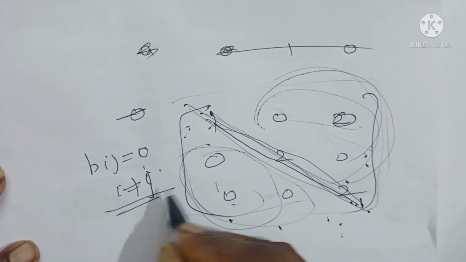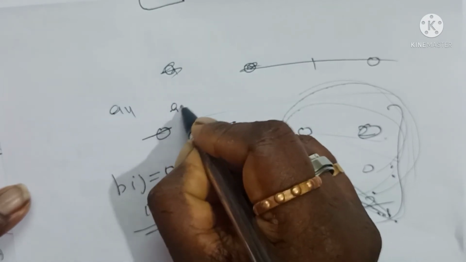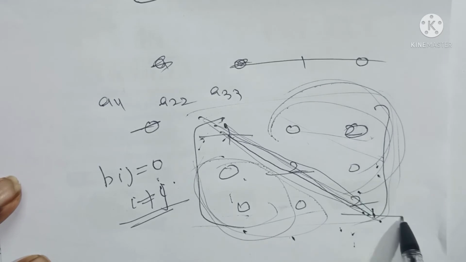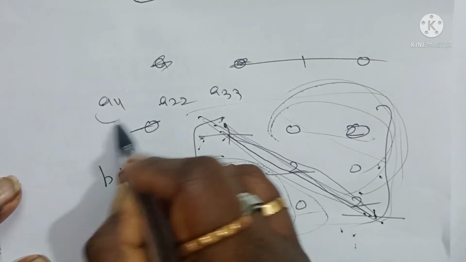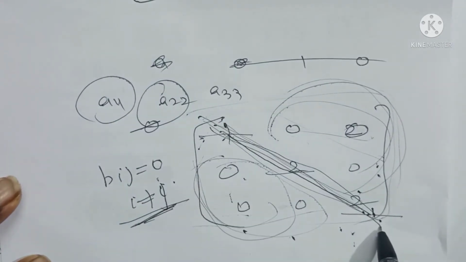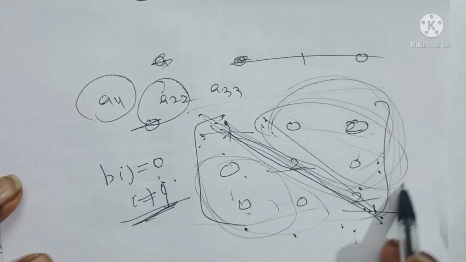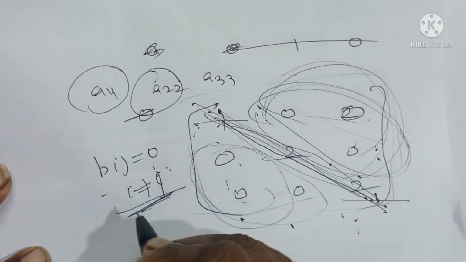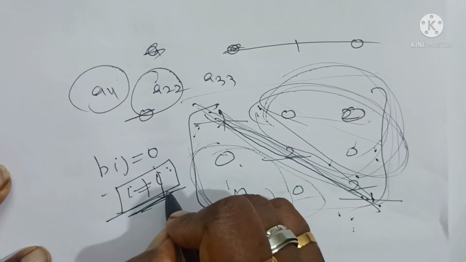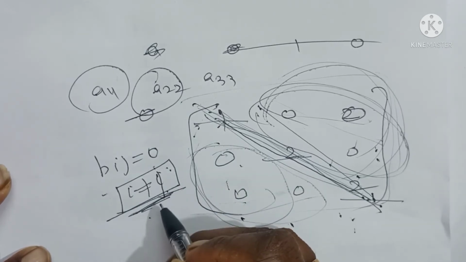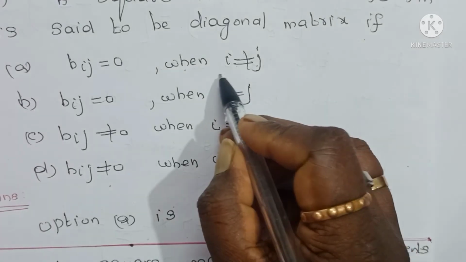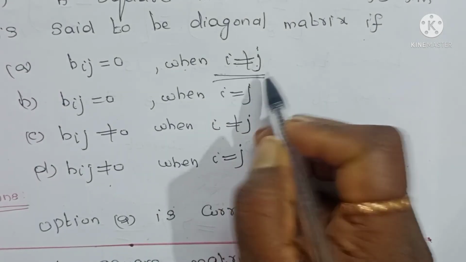Non-diagonal elements means Bij is equal to 0 when i is not equal to j. i is equal to j means what? A11, A22, A33. i is equal to j means these terms will come. But the non-diagonal elements only should be 0. So what is the condition? Bij is equal to 0 when i is not equal to j. This is the main thing, so you have to understand it. So option A is correct. This point you have to remember.